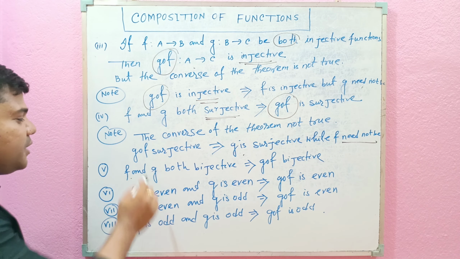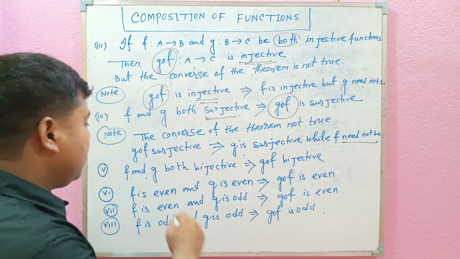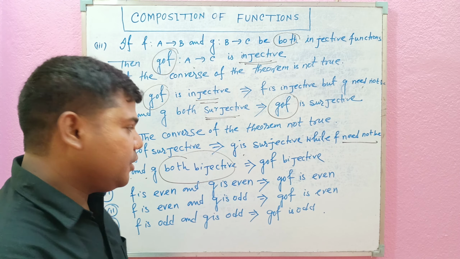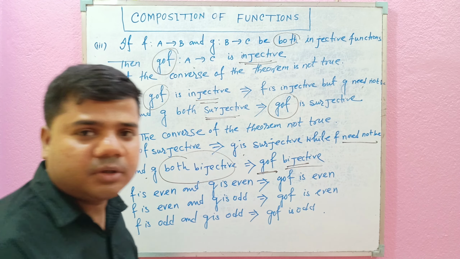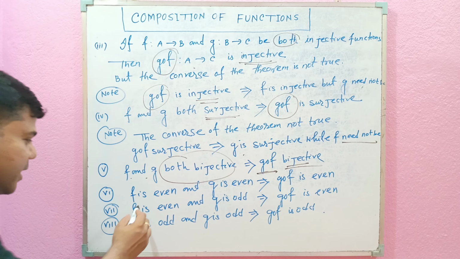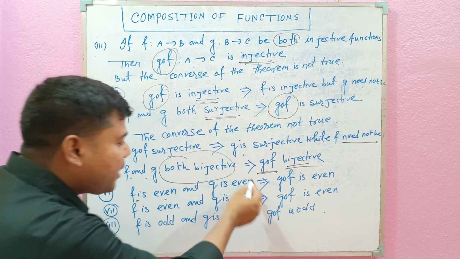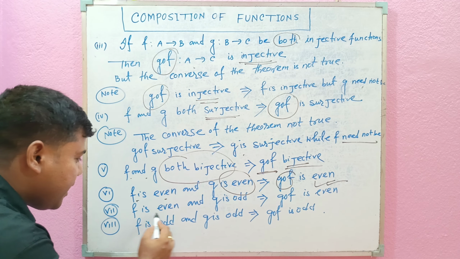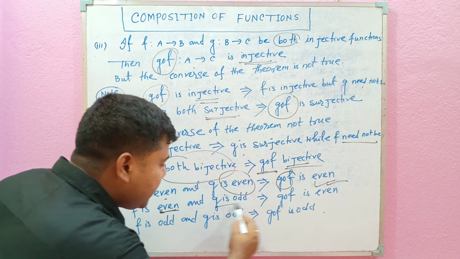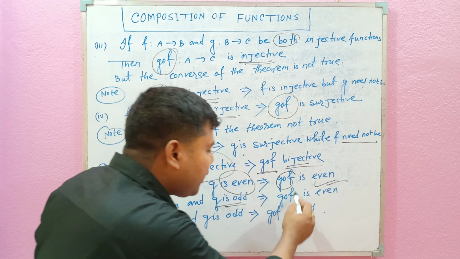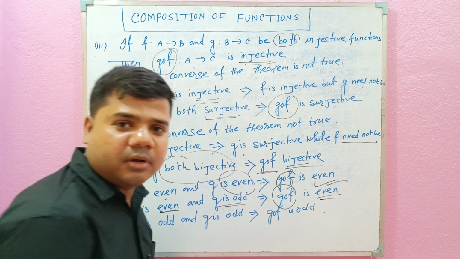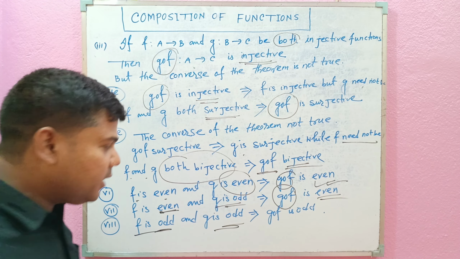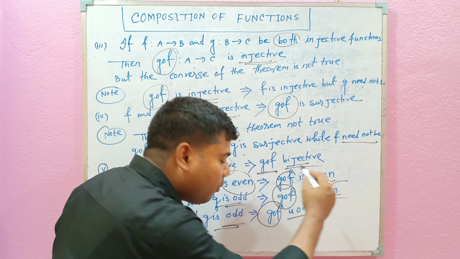If f and g are two functions and both bijective, then the composition g compose f is bijective. If f function is even and g function is even, then their composition g compose f is even. If f is even and g is odd, then their composition g compose f is even. Next, if f is odd and g is odd, then their composition g compose f is what?